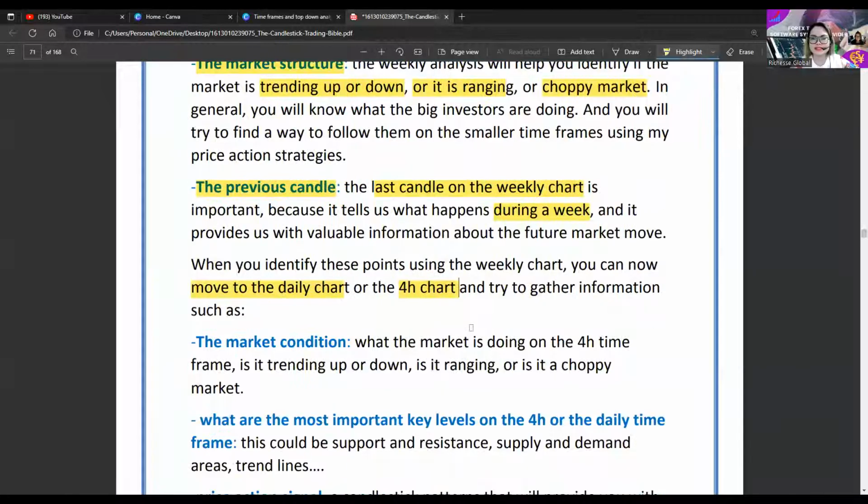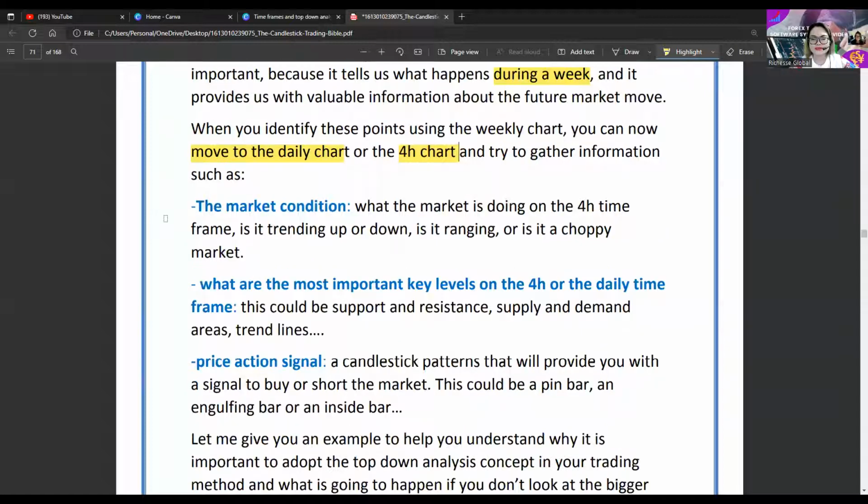Pag tinitingnan naman natin yung ating previous candle, makikita natin sa ating weekly, daily, and 4 hours. Ito yung mga titingnan natin. The market conditions. Una, what the market is doing in a 4 hours time frame. It is trending up, or it is ranging, or it's a choppy market. And pangalawa, what are the most important key levels on the 4 hours and daily time frames? Ano mga importanteng key level ang makikita natin doon sa 4 hours daily time frame.